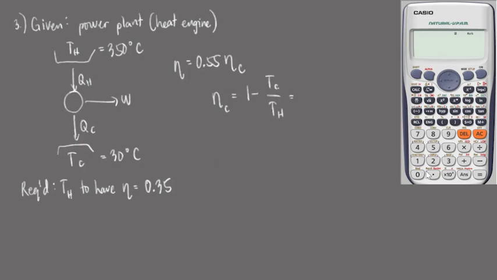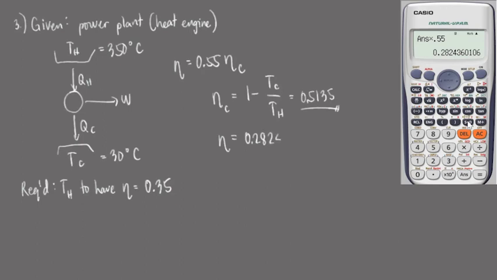We can substitute immediately, that is 1 minus the temperature of the cold reservoir, 30 degrees Celsius plus 273.15, divided by the temperature of the hot reservoir, 350 degrees Celsius plus 273.15. Our Carnot efficiency for the base case scenario is 0.5135. Now, it was stated that the actual efficiency of the plant is only 55% of this, so we multiply this by 0.55.